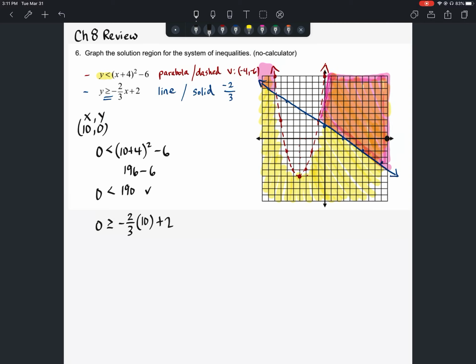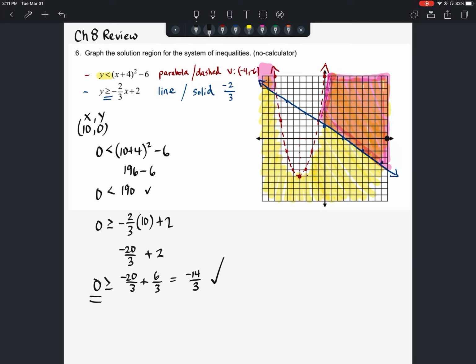We could do negative 2/3 times 10 would be negative 20/3 plus 2. And if we look at that there, that's like negative 20 over 3 plus 6 over 3, which is going to give us negative 14 over 3. And it doesn't even matter what that exact value is. We know that that is a negative number, so it is definitely less than or equal to 0. So 0 is greater than or equal to that. So we have checked it there, and it definitely works.